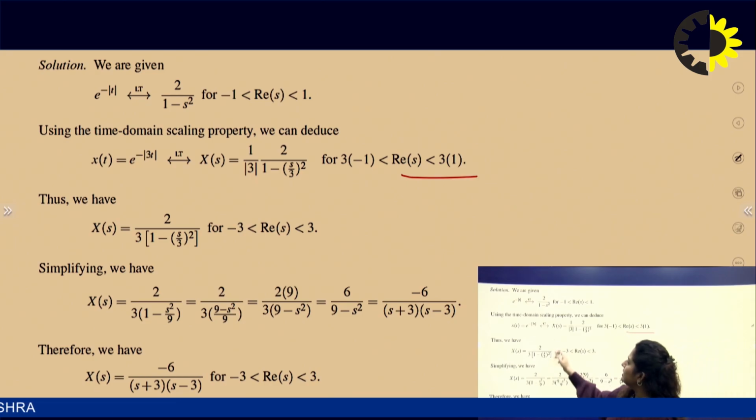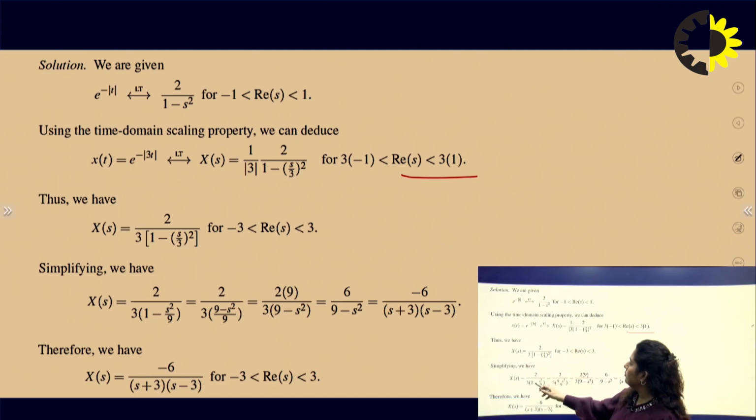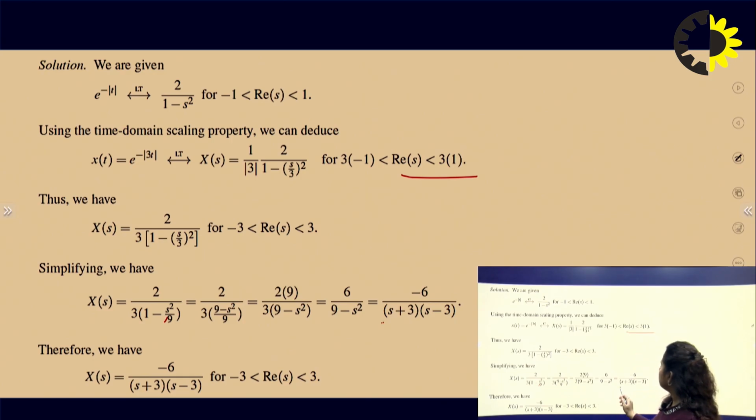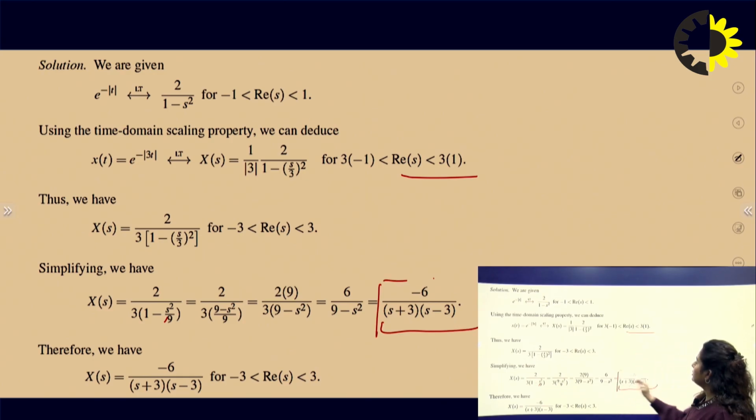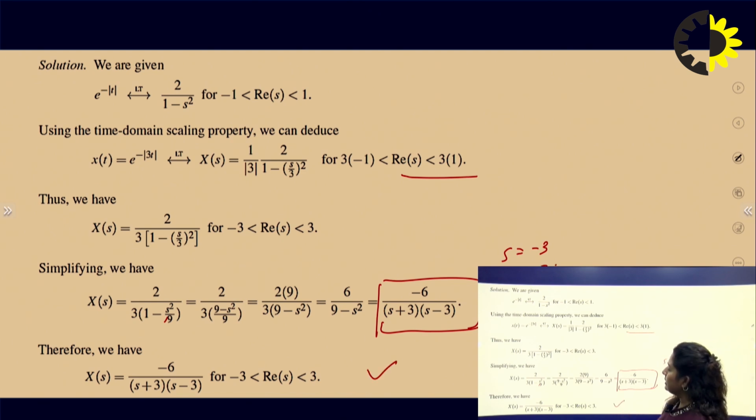When you solve this, that is 2 upon 3, 1 minus s square by 9, and when you solve this you will get the expression which consists of two poles, s equivalent to -3 and s equivalent to 3. So the answer is -6 upon (s plus 3)(s minus 3).